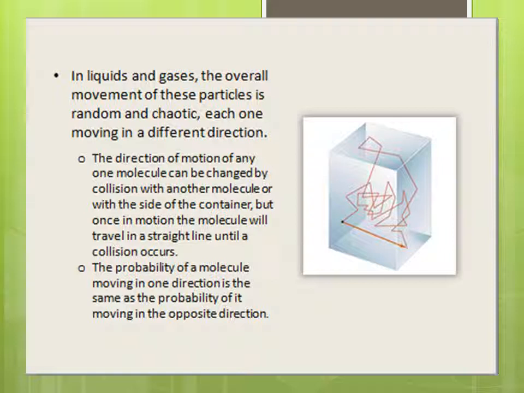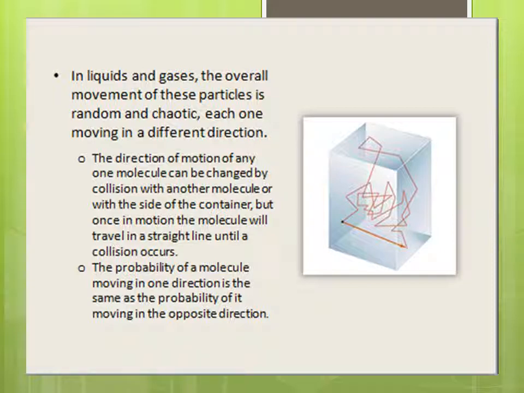In liquids and gases, the overall movement of these particles is random and chaotic, each one moving in a different direction. The direction of motion of any one molecule can be changed by collision with another molecule or with the side of the container, but once in motion, the molecule will travel in a straight line until a collision occurs. The probability of a molecule moving in one direction is the same as the probability of it moving in the opposite direction.